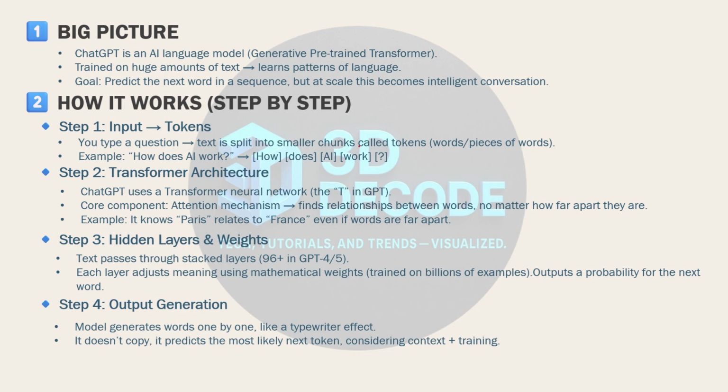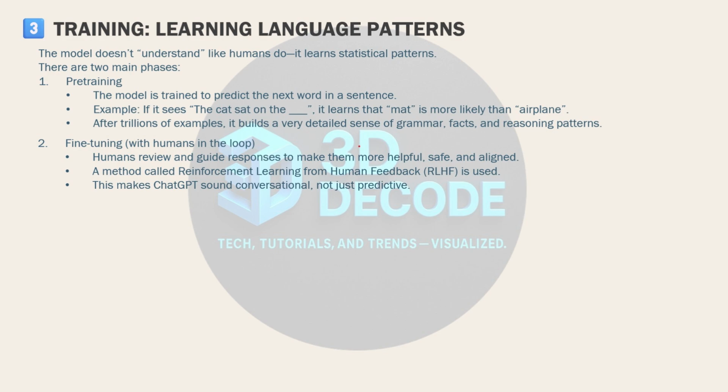Step 4. Output generation. Finally, ChatGPT generates words one by one, like a typewriter effect. It's not copying text, it's predicting the most likely next token, considering both the context and its training.